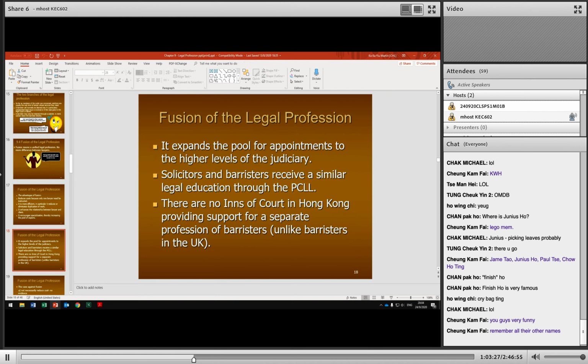Also, it will expand the pool for appointment to the higher level of the judiciary. Because in our system, all the judges usually have to be a lawyer, either as a solicitor or barrister. So if all the lawyers have rights of audience in the court, they will have more experience in litigation and advocacy, so that they can also be appointed as a judge. Nowadays, the judiciary simply does not have enough judges. I can tell you, it's the reality in Hong Kong.